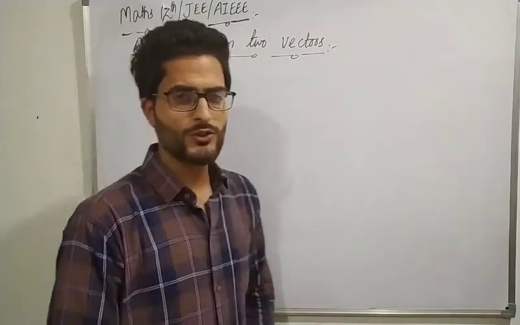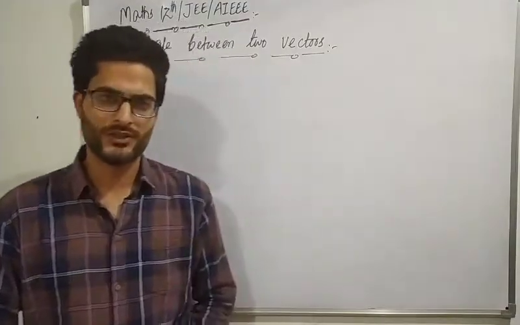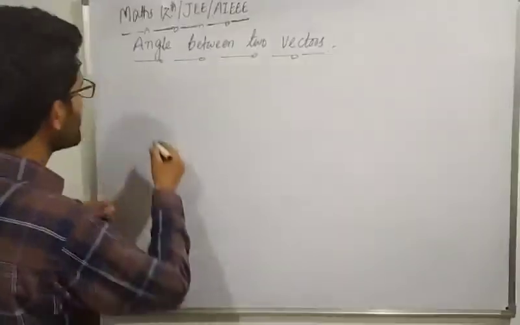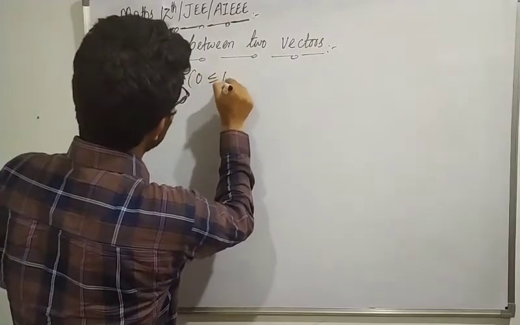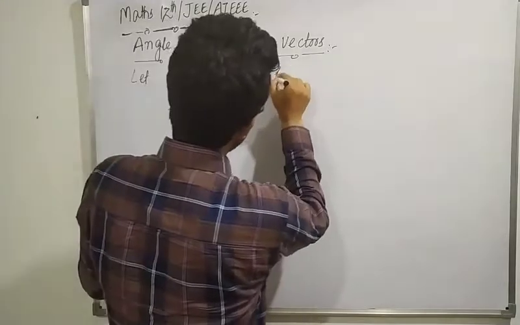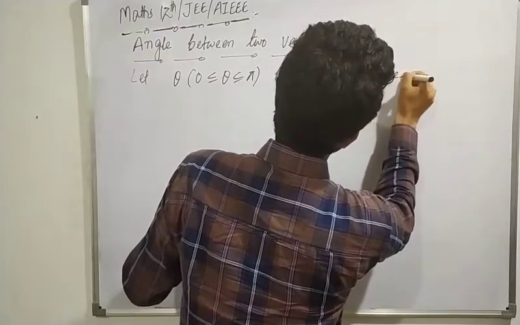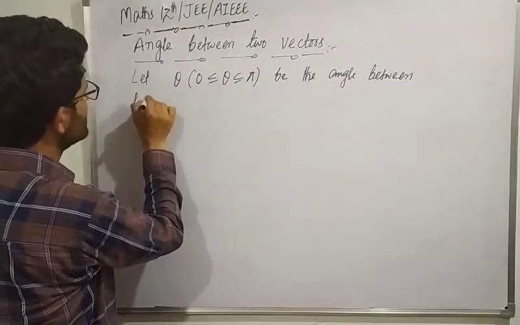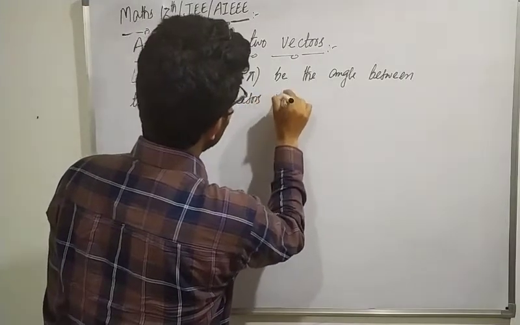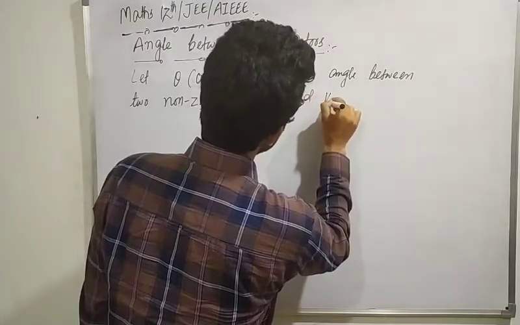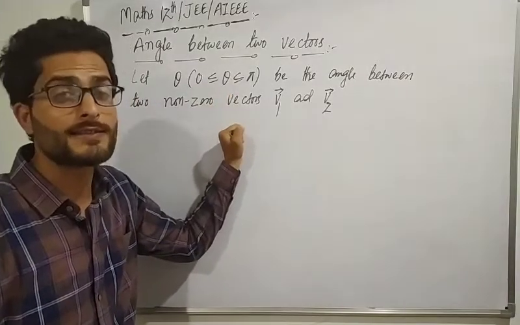Now, in today's class, we are going to discuss another topic called the angle between two vectors. How can we find the angle between two vectors? Let us start. Let theta, where 0 is less than or equal to theta is less than or equal to pi, be the angle between two non-zero vectors v1 and v2.